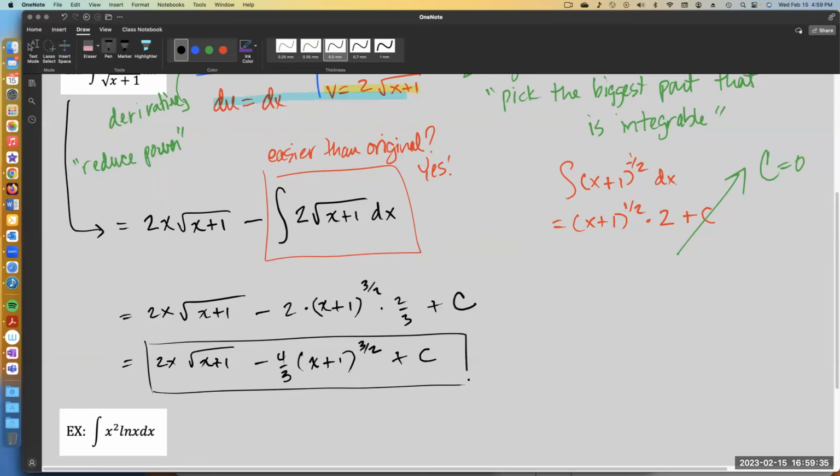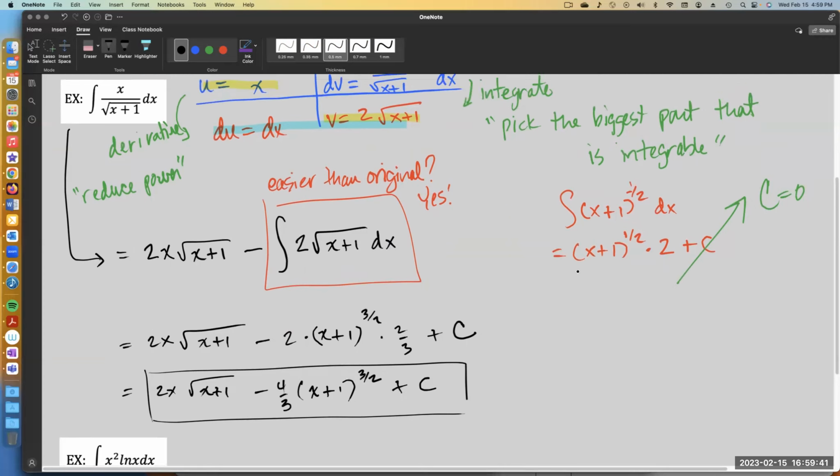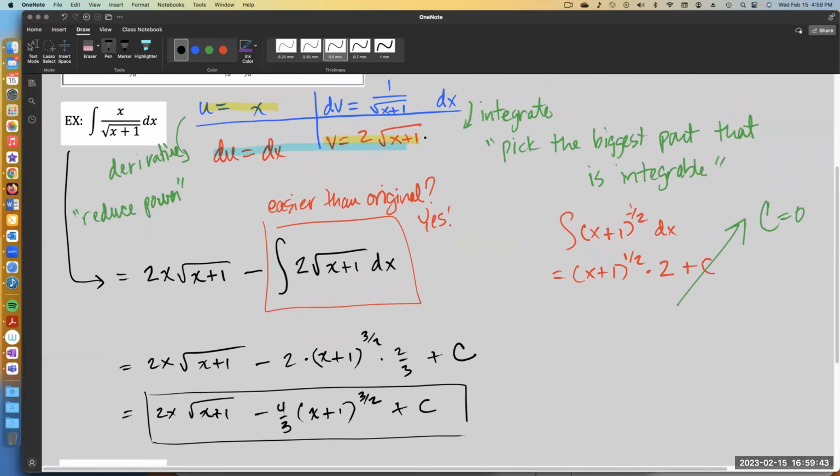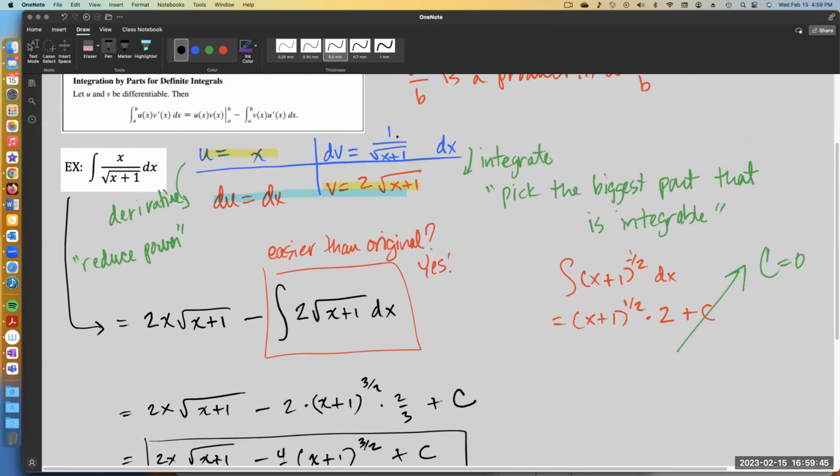Hey, Jim, so you didn't have a plus C for V because you chose it to be 0? That's right. You just chose it to be 0, but then we have an indefinite integral as a question, so we give it as an answer indefinitely.